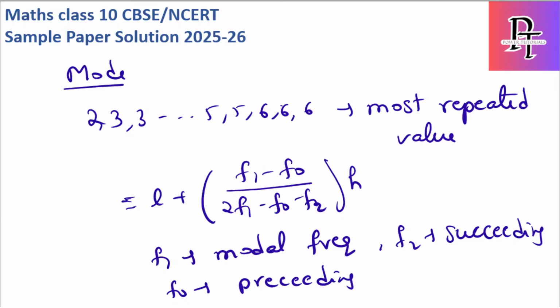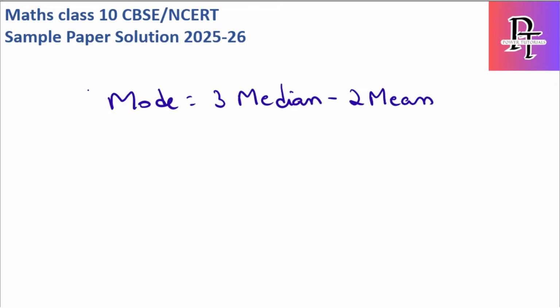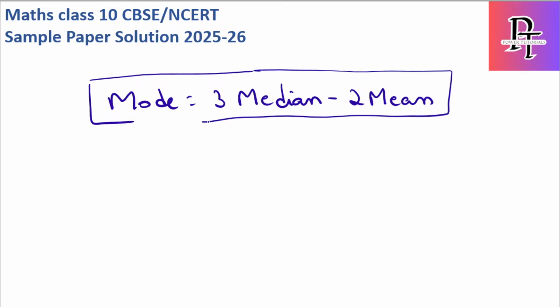Then you have one more definition, the relation between mode, median and mean, which is: mode is equal to 3 median minus 2 mean. So this is the last formula from this chapter. If you remember these 4, that is enough, then you will definitely get 5 to 6 marks in your board exam from the statistics chapter. This is very easy, I can say, because no relations, nothing, just 3 formulas and one simple relation.